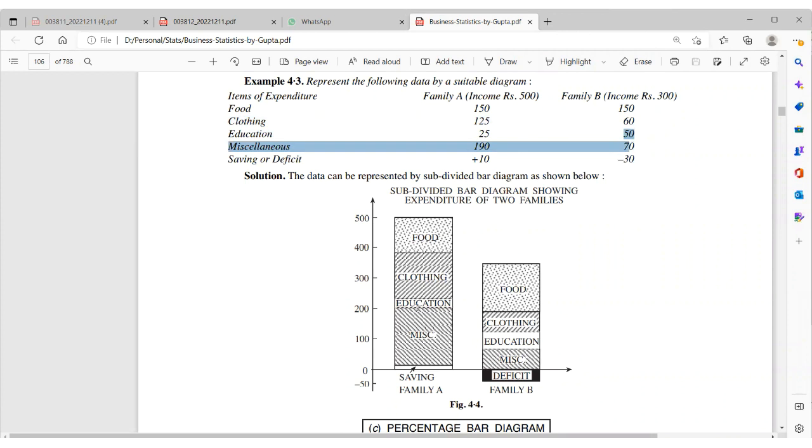Right? We make a different color or shade for each. Similarly for miscellaneous, this cross line, similarly here cross line. Plain for education, plain for clothing, this type of design. We make dots for food, but this represents fooding, clothing, education, and so on. Is it clear? Yes, sir.